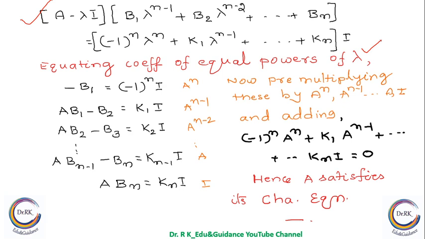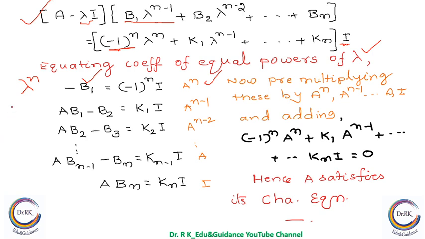So what we do is we multiply and compare equal powers of lambda. Suppose we take lambda power n. On this side, if you take lambda I into B1 lambda n minus 1, then lambda into lambda power n minus 1 becomes lambda power n. Then what is its coefficient? B1 into I. So this is the coefficient of lambda power n on the left side. The right side is simply minus 1 power n into I.